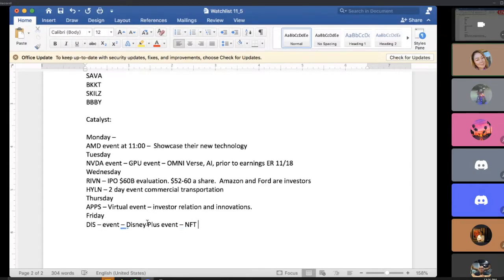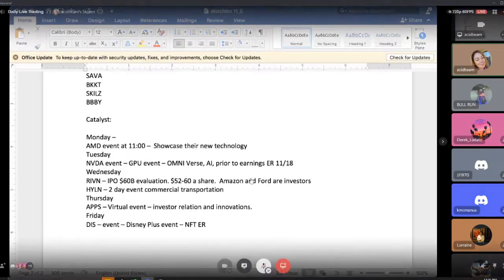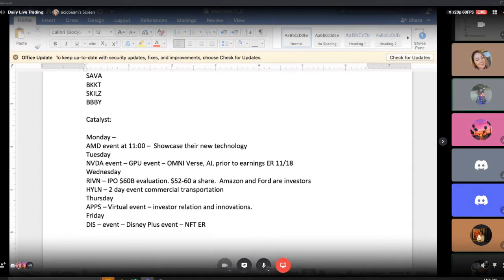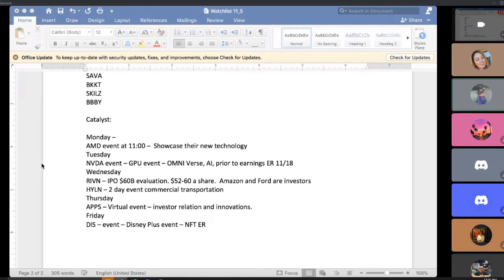This is Friday for Disney, and then I know they have earnings Thursday. Yeah, earnings Thursday and the catalyst will be Friday. So definitely be looking out for that pop on Disney. What is Thursday? Thursday is November 11th.